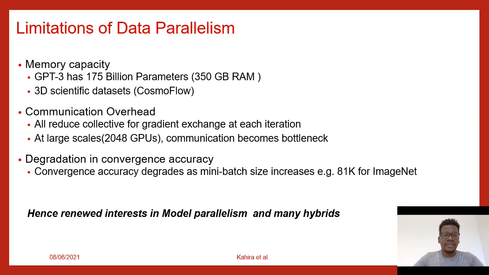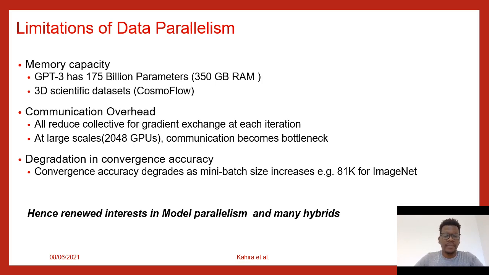Another problem with data parallelism is communication overhead. This is mostly due to the all reduce collective that happens at the end of each iteration in the case of data parallelism. As you move higher with the number of GPUs, this becomes a huge bottleneck, especially at scales of above 1000 GPUs.